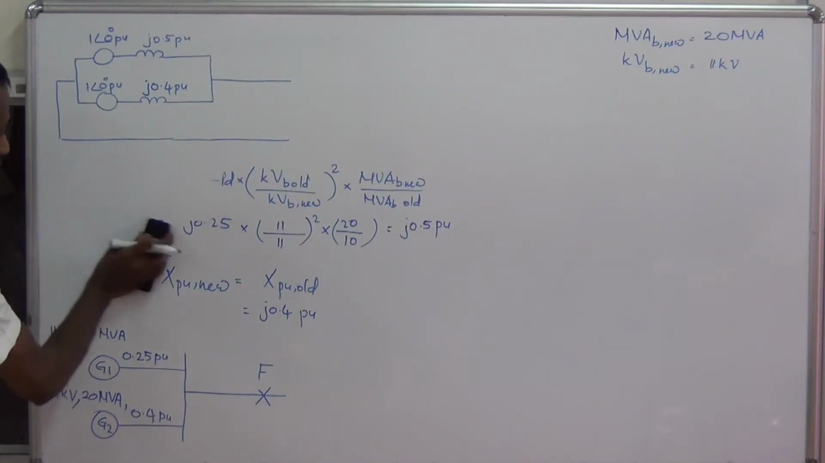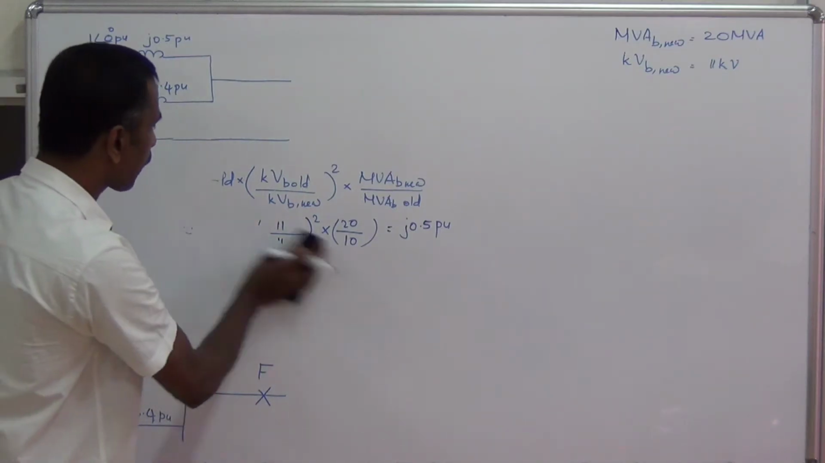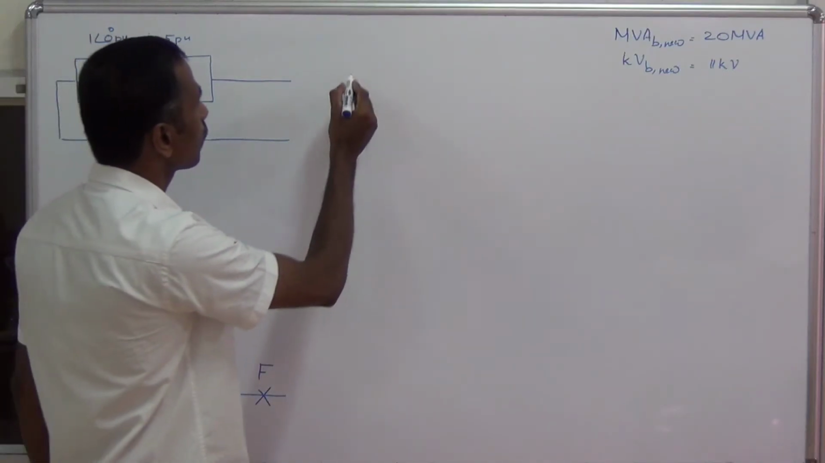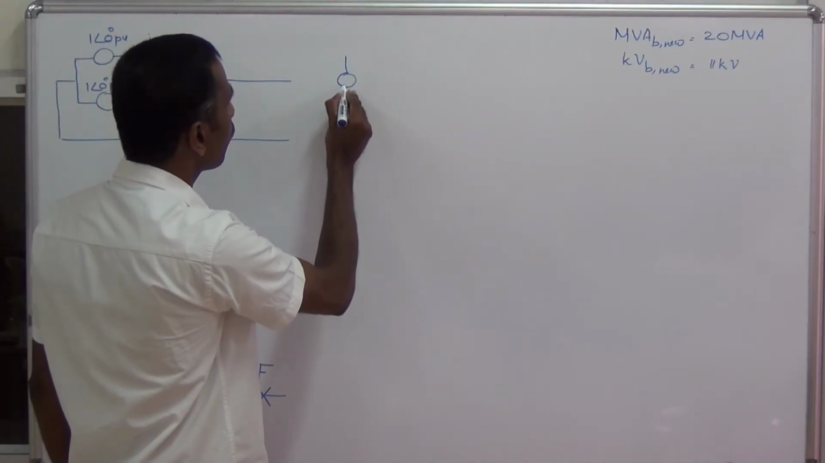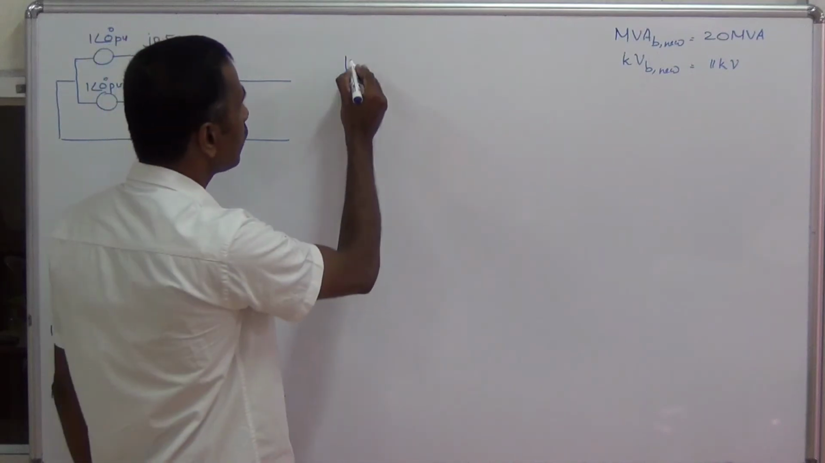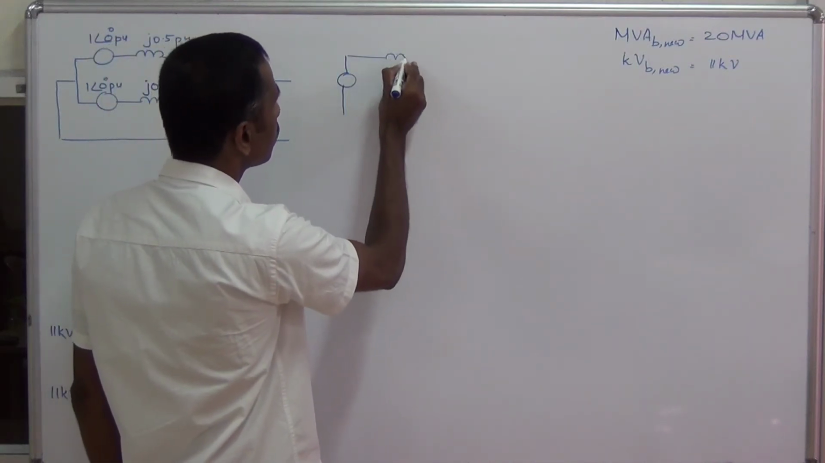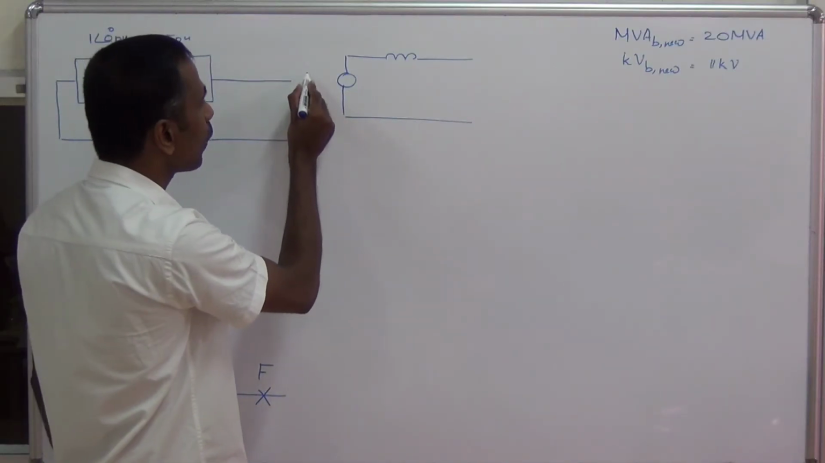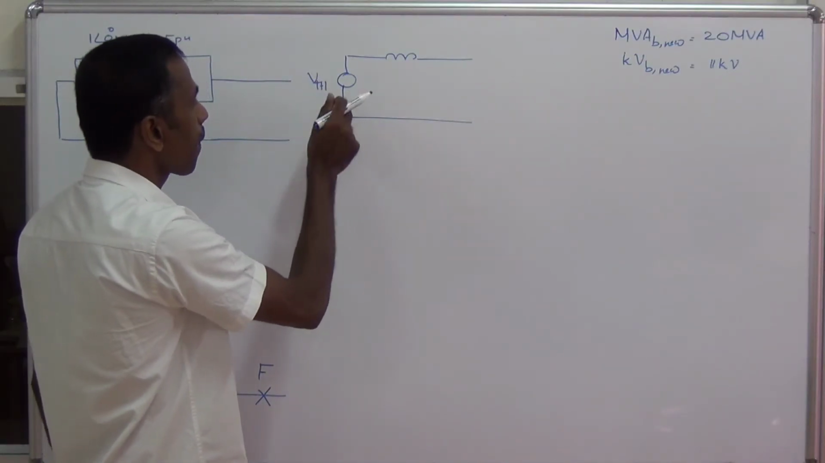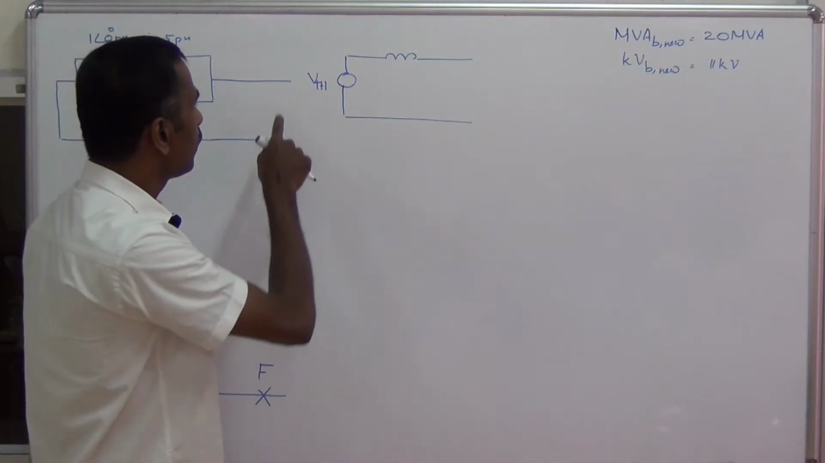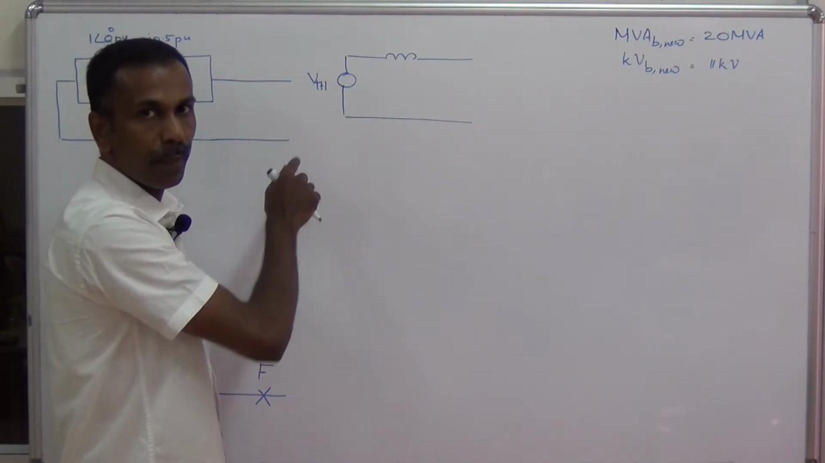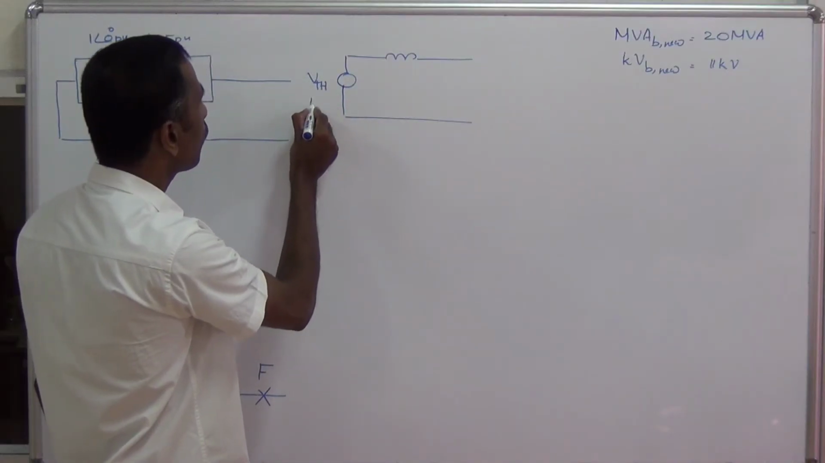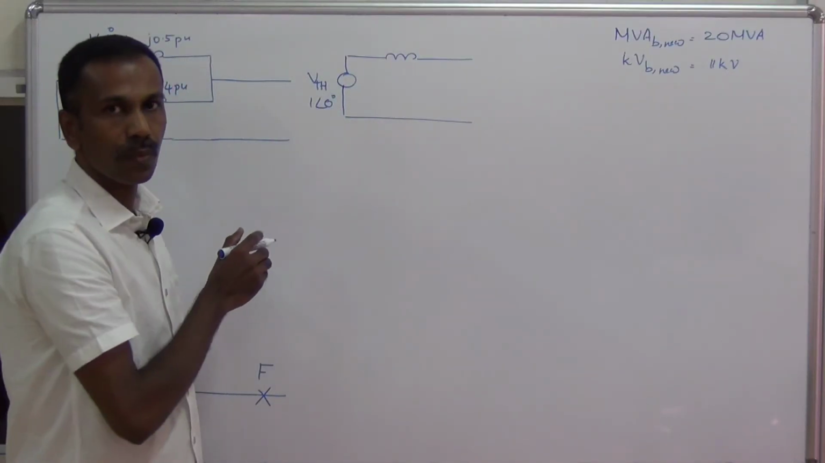Now let us find out the Thevenin's equivalent circuit. In the Thevenin's equivalent circuit, we have a voltage source and Thevenin's impedance. This is our Thevenin's voltage VTH. It is the voltage available at the fault point before the occurrence of fault, and this is equal to 1 angle 0.